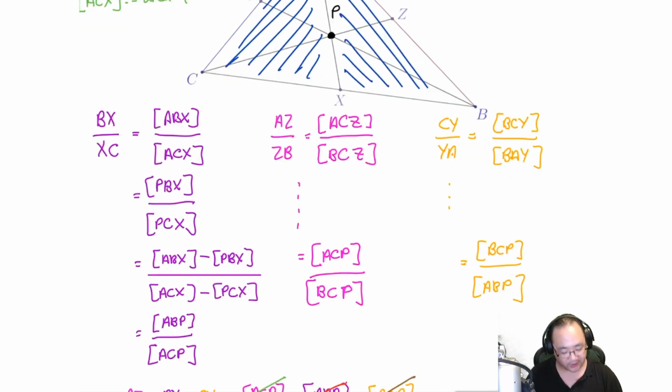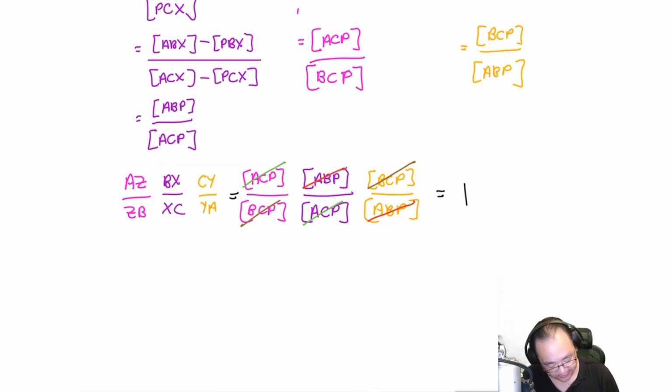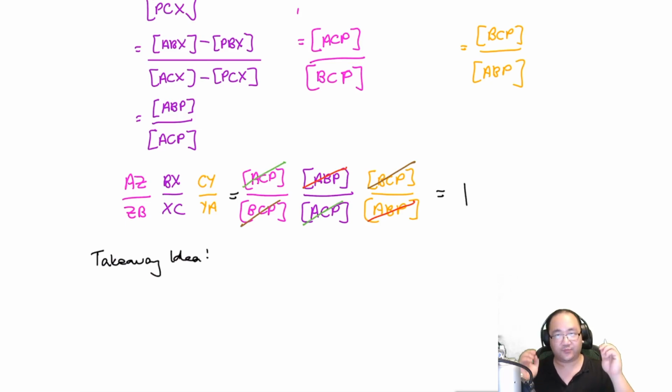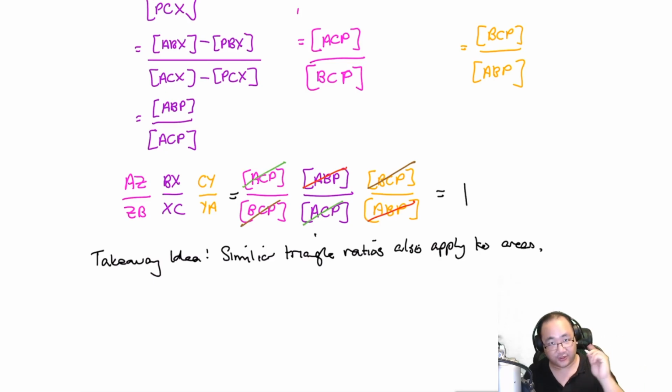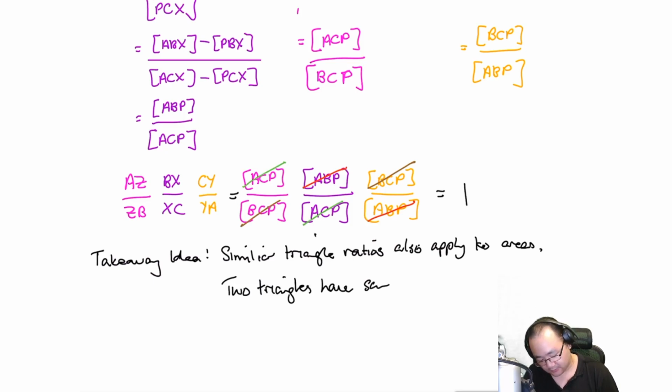one takeaway idea, which I'll jot down here. So takeaway idea. We want to use similar triangles. Triangle ratios also apply to areas, and then the same fact that two triangles have the same area if the base and the height is the same.